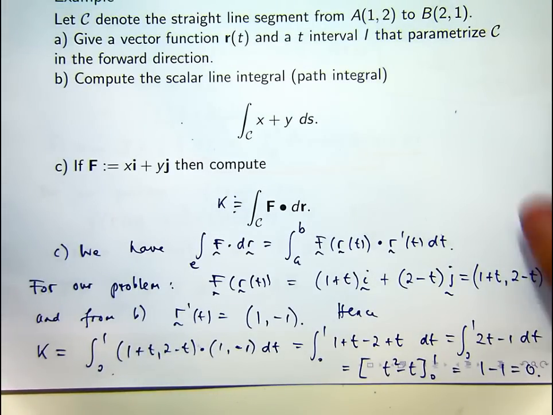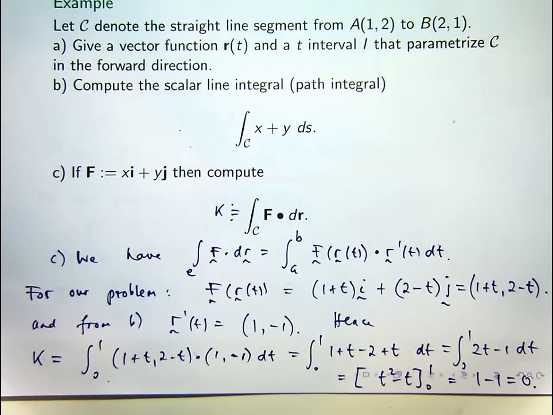Now, is there a better way of doing this problem? Even though I've used part A and a little bit of part B to solve part C, is there a better way of doing it? Seems like a lot of trouble to go to get 0. Okay?